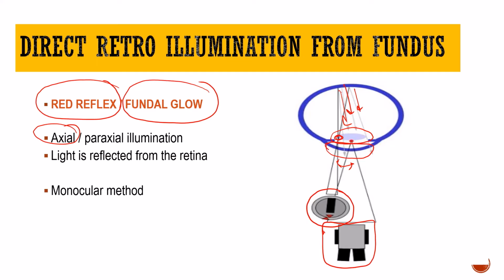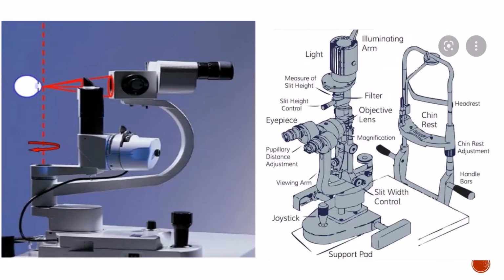I will give you more details about the iris and the cornea. Now, just like the specular reflection, it is also a monocular method. That means the retroillumination, or that fundal glow that you see, will be visible only in one of your oculars. So you often need to close one eye to observe which ocular is actually showing you the retroillumination from the fundus.